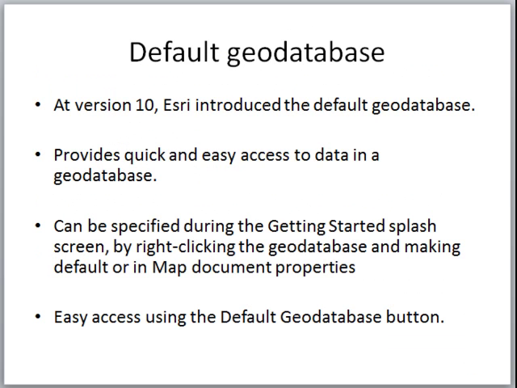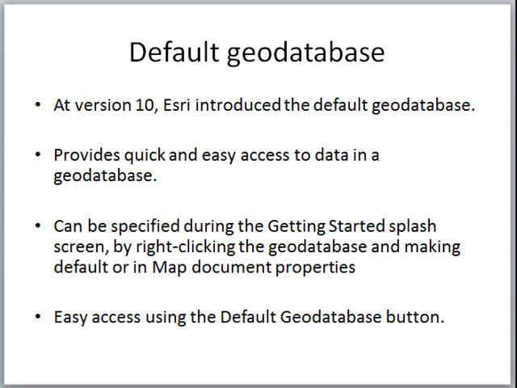At ArcGIS 10, there's a new feature called the default geodatabase. What this does is it allows you to have a default location for your work from a specific map document or GIS project. So it provides quick and easy access to data in a geodatabase. It can be specified several ways. During the startup of ArcGIS, there's a getting started splash screen. You can set a default geodatabase there. You can right-click a geodatabase and make it default in ArcCatalog. And you can also do this under the map document properties, file drop-down, map document properties. This gives a default location for processing output to go, for exported feature classes to go.